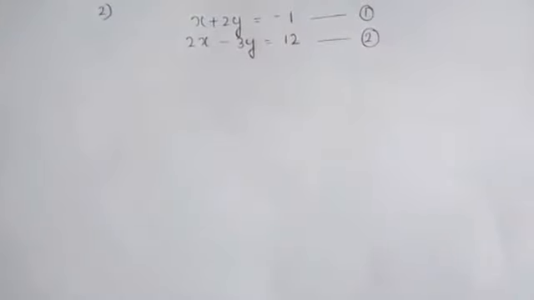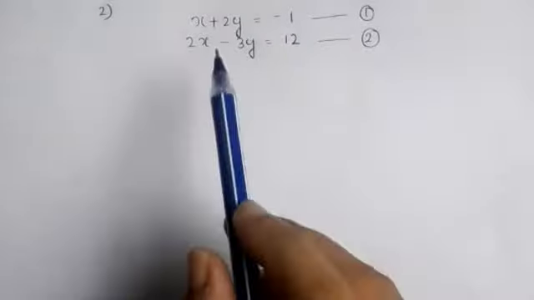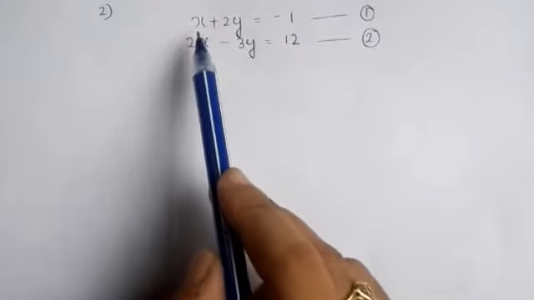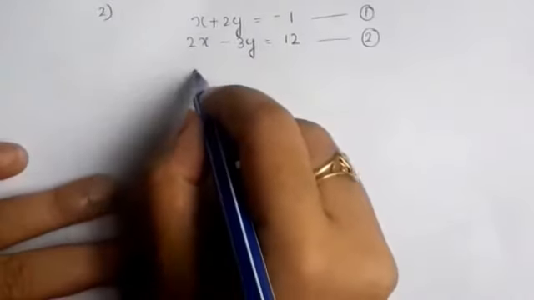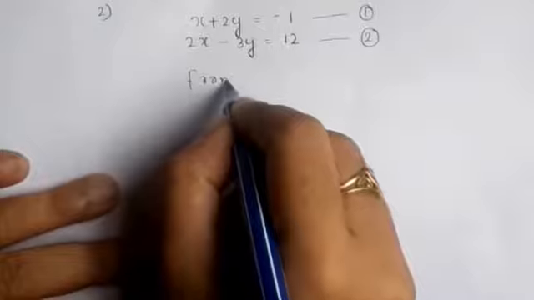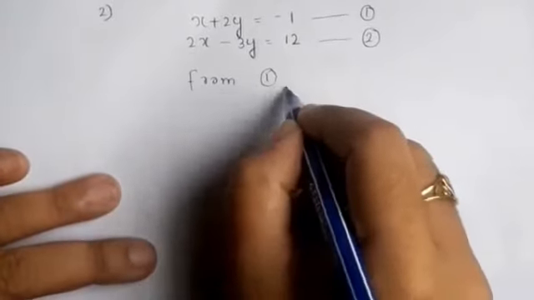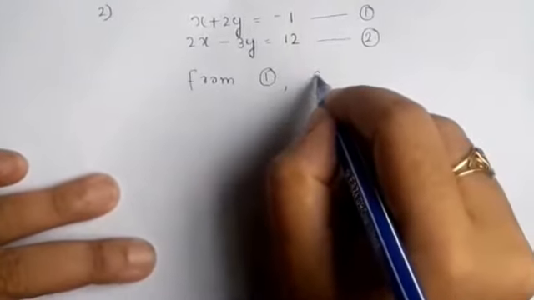Now in this problem, which one will you select? The first equation. Why? Because from the first equation it is very easy to write x is equal to. So I am selecting equation number 1. So you should write from equation number 1, what is x is equal to?